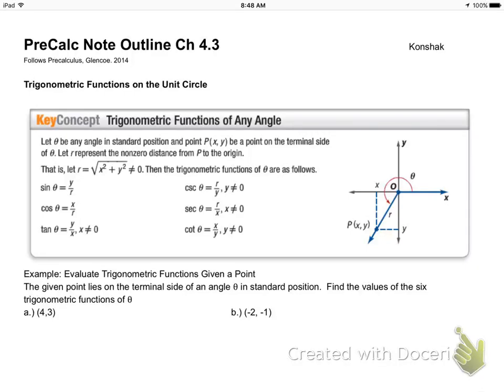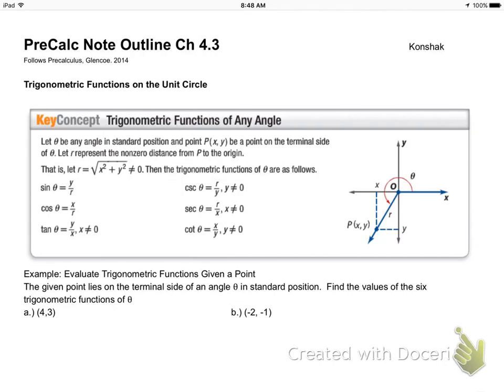Precalc, outline 4.3. Today we're going to talk about trig functions on the unit circle. So we're going to do a little bit of groundwork first. We're not going to talk about the unit circle until the very end. Once we introduce this idea of the unit circle, I'll demonstrate a little bit on how we are going to build the unit circle.